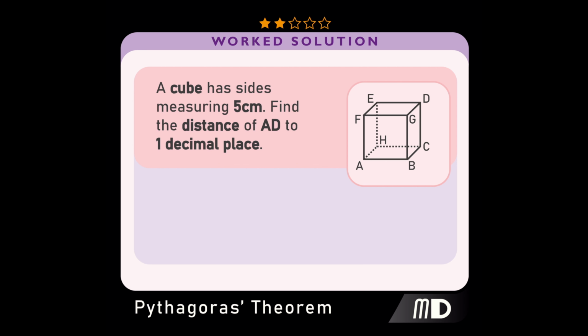Pythagoras' theorem states that for a right-angled triangle, the square of the hypotenuse is equal to the sum of the squares of the other 2 sides. Mathematically, we express that as a squared plus b squared equals h squared, where the 2 short sides are a and b, and the hypotenuse, which is the longest side opposite the right angle, is h.